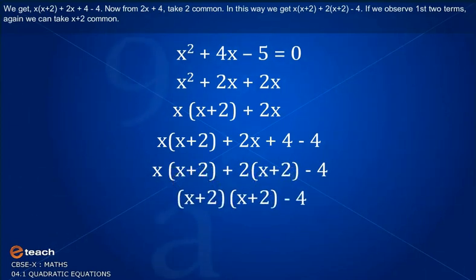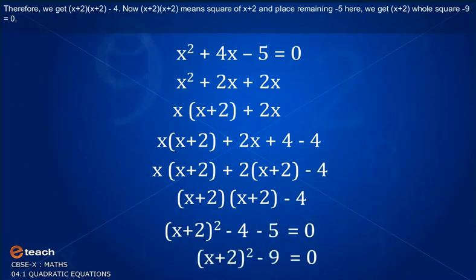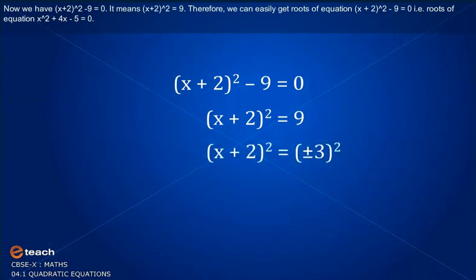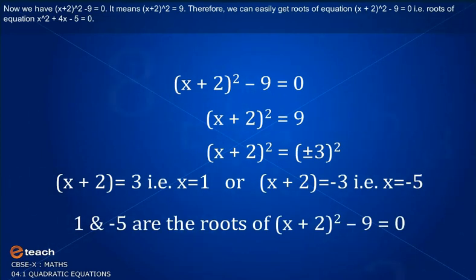If we observe the first two terms, again we can take x plus 2 common. Therefore, we get x plus 2 into another bracket x plus 2, minus 4. Now, x plus 2 into another bracket x plus 2 means square of x plus 2, and place the remaining minus 5 here. We get x plus 2 whole square minus 9 is equal to 0. It means x plus 2 whole square is equal to 9. Therefore, we can easily get the roots of equation x plus 2 whole square minus 9 is equal to 0, that is, the roots of equation x square plus 4x minus 5 is equal to 0.